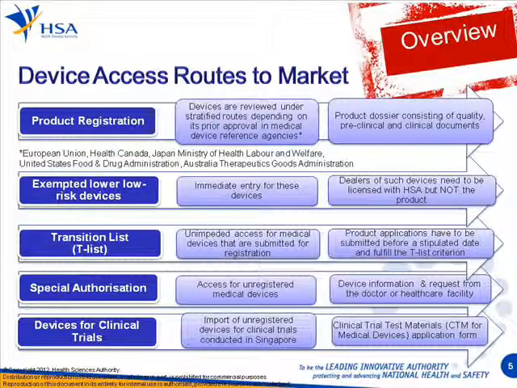There are 5 access routes in which a medical device can be brought to the market in Singapore. Mainly, we have the product registration, where the devices are reviewed under this stratified route, depending on the kind of approvals it has from our reference agencies. Then you have to provide us the product dossiers, which consist of quality management information, okay, the preclinical and clinical documents of your devices.